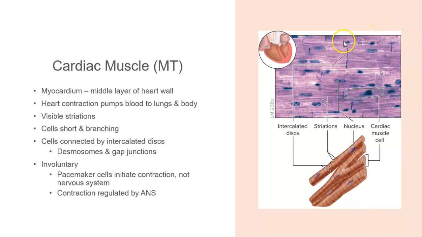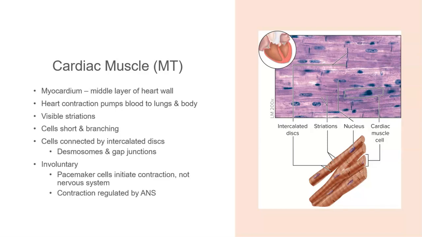Gap junctions are also a part of these intercalated discs, and their role is to allow ions to move from cell to cell, so that all of your cardiac muscle cells are going to contract simultaneously due to the depolarization. Ooh, there's a big word. We'll come to that one soon. Depolarization of those muscle cells by the ions moving allows those muscle cells to contract.